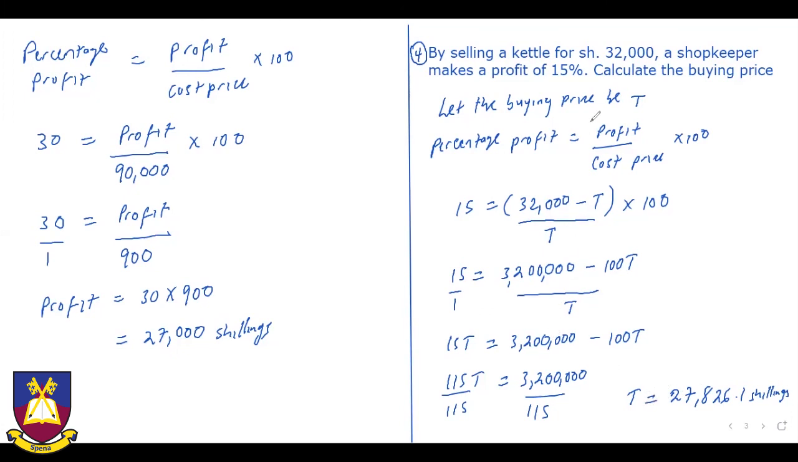Then the selling price was 32,000 for the trader to make a profit of 15%. That's all about profit and loss. You should be able to use the formula for percentage profit or percentage loss. You should be able to calculate the profit. You should be able to calculate the loss. You should be able to express each of them as a percentage. That's all for this lesson.